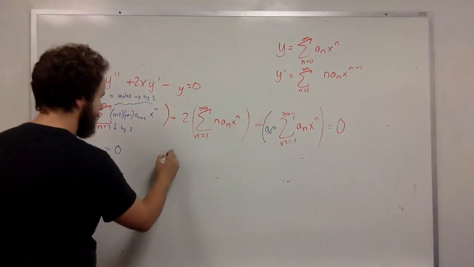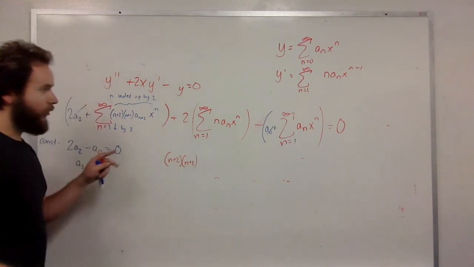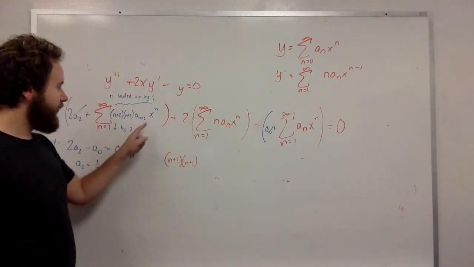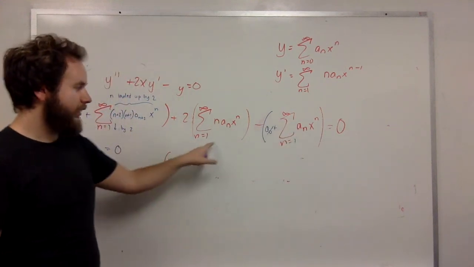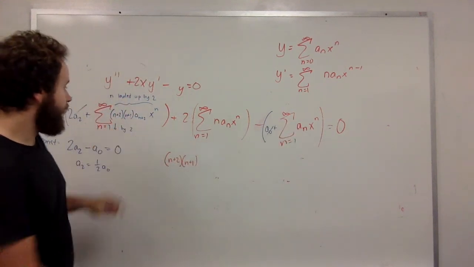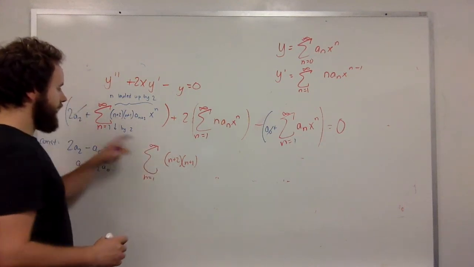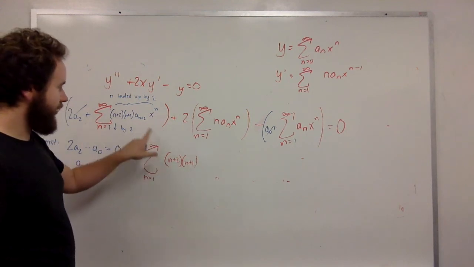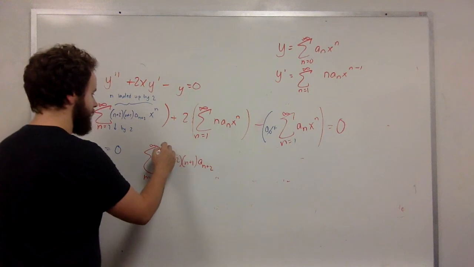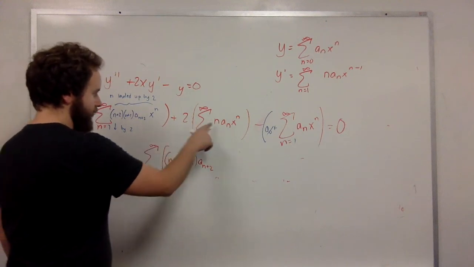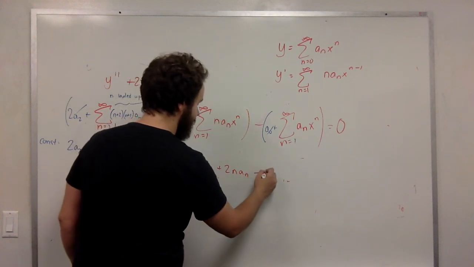We have n plus 2 times n plus 1. Notice, we can now combine these series. Why can we combine these series? They all have the same power of x to the n. They all have the same index. So this can all come under one series umbrella. n equals 1 to infinity, n plus 2 times n plus 1 times a sub n plus 2, plus 2n a sub n minus a sub n.